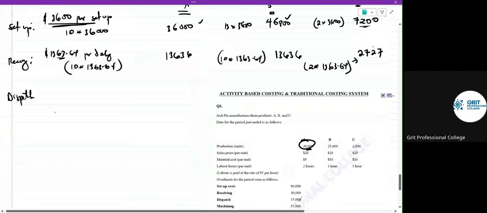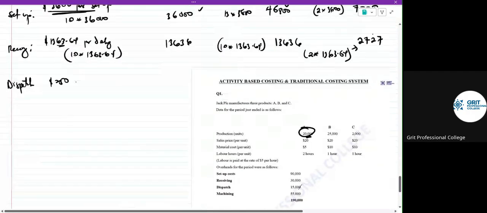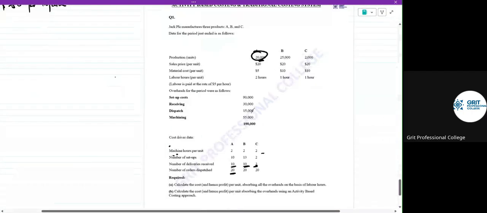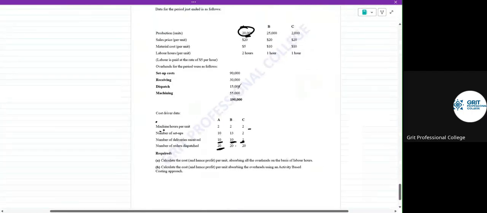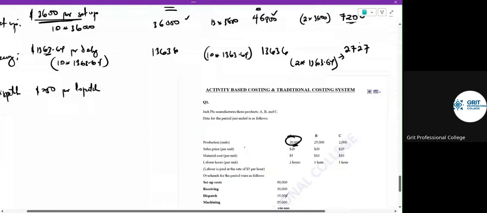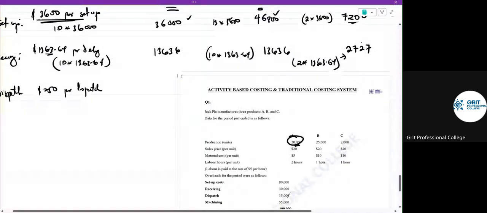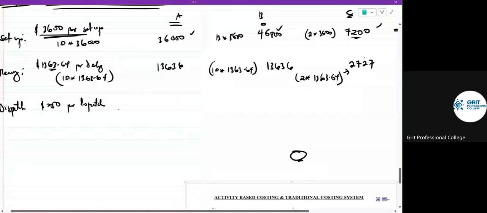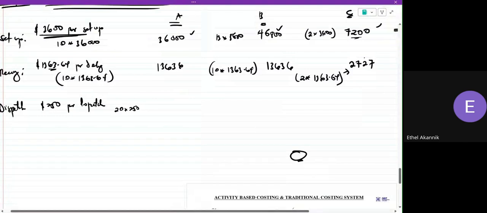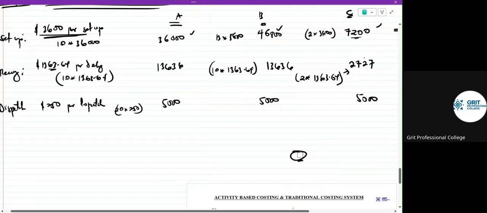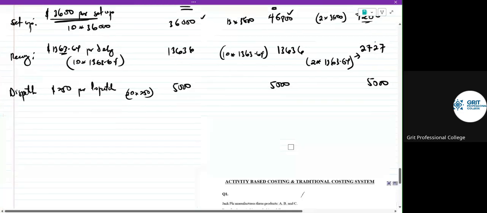It is another thing you need to keep at the back of your mind. So $250 per dispatch. That is the cost driver rate. And so we are saying A 20, B 20, C 20. So 20 by 250 is how much? And that will apply for all of them. 5,000. So that will be 5,000 for each of them: 5,000, 5,000, 5,000.